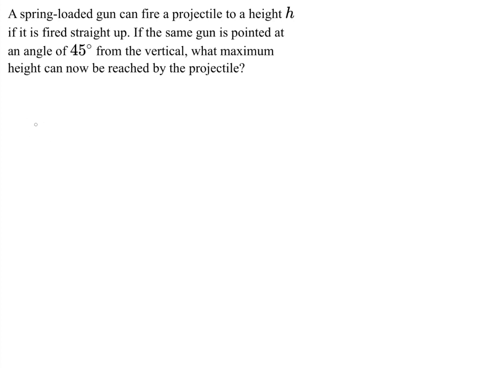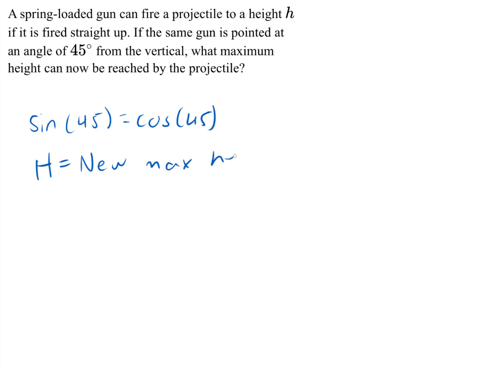Is this because at 45 degrees, both the sine and the cosine are equal to each other? So the horizontal and vertical components of the projectile have the same magnitude. So now we can use potential energy at this new height. So let's call this new height capital H. So this is the new max height.